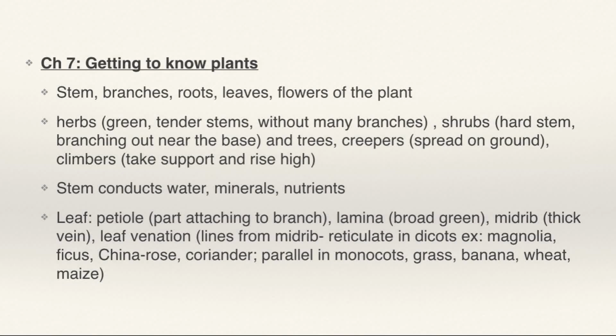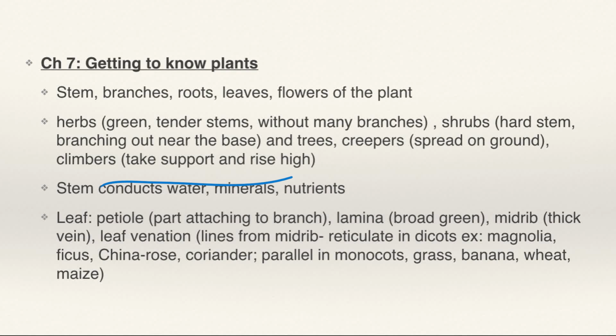This lesson is very introductory towards plants. So basically a plant is made up of stem, branches, roots, leaf, flowers. Herbs are green tender stems without many branches. Shrubs are hard stems which branch out near the base. Trees are obviously trees. Creepers are those plants which spread on the ground, while climbers are those which take support and rise high. Okay, epiphytes.